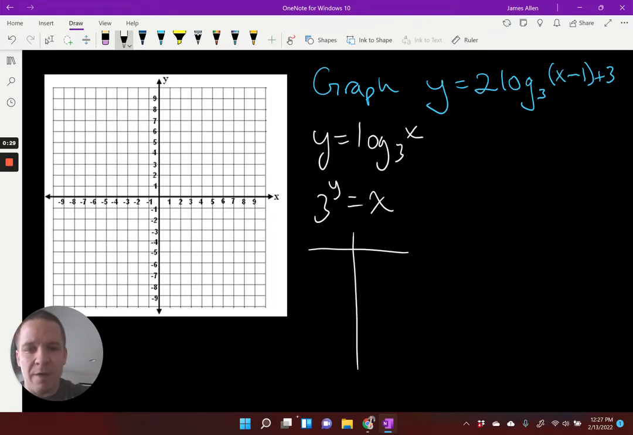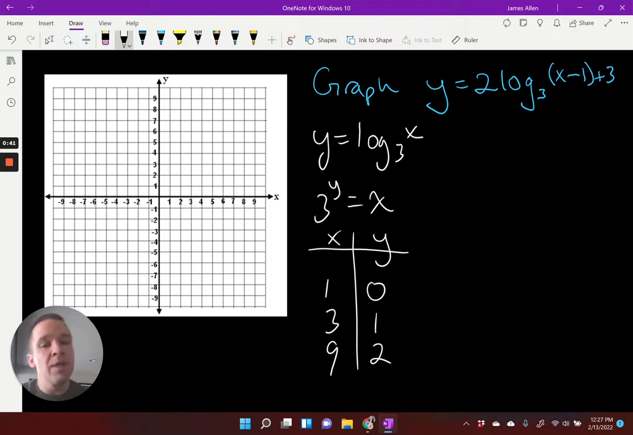I just pick my y values first. So I got x, I got y. Now, it's easy to raise it to the 0, to the first, and to the second power. So let's do that. 0 would give me 1, to the first power would give me 3, and to the second power would give me 9. I got my parent function ready to rock and roll. I'm not even going to plot it on this one. I'm just going to roll with my actual one that it asks for in this case.